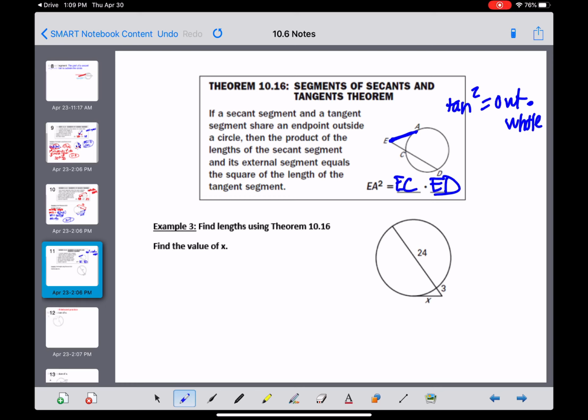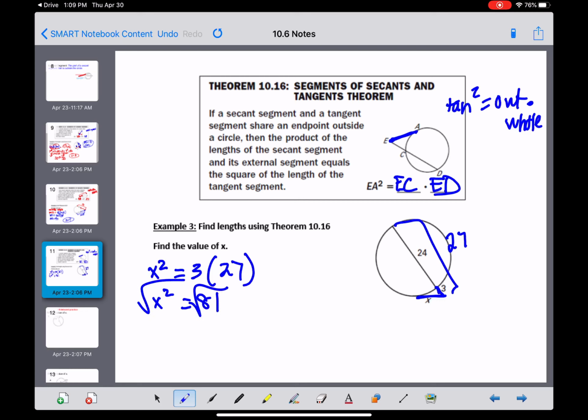Okay, so for this one, the tangent part is x. We're going to square it, outside times the whole. Then we have the outside is 3 times the whole thing, which is 27. So x squared is equal to 81. And I'm going to square root that. So x is 9.